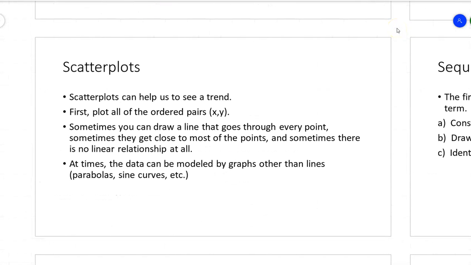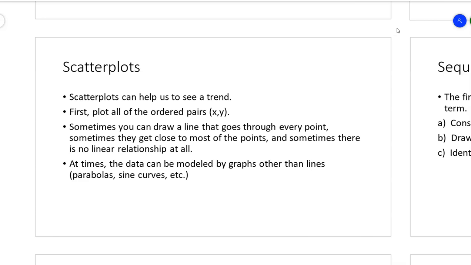All right, so scatter plots help us to see a trend. What you do is you plot all the XY pairs, and then sometimes you can draw a line that goes through every point. If it's an exact thing, like if you're traveling at exactly 40 miles an hour, you'll have hour 0, distance 0; hour 1, 40; hour 2, 80; hour 3, 120 miles; hour 4, 160 miles, and so forth. So the distance you travel will always be 40 times the number of hours that you traveled.